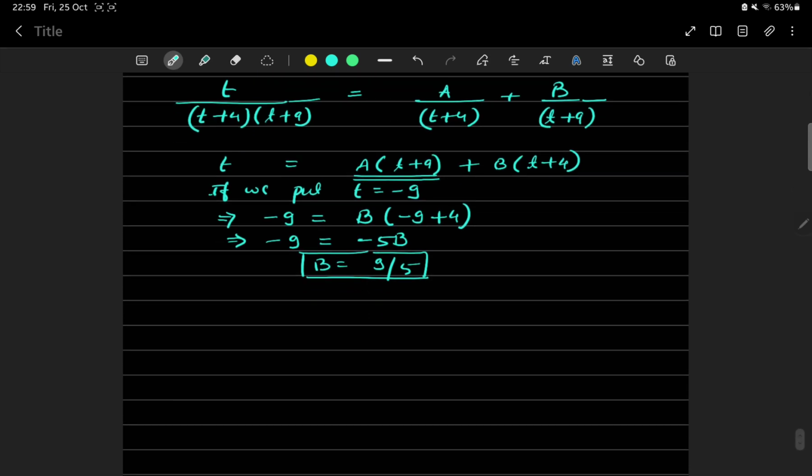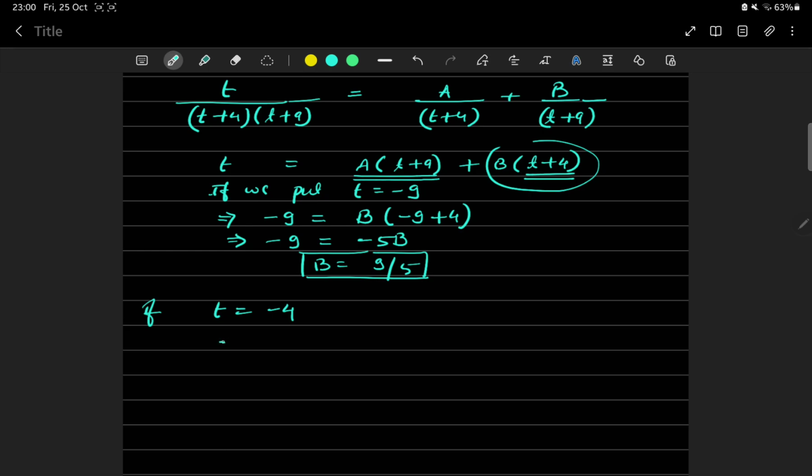Now similarly, you can see the linear factor is t plus 4, so setting this linear factor t plus 4 equals to 0 means t equals to minus 4. Minus 4 you can put here in place of t. So if t equals to minus 4, then this term will become 0. B into (t plus 4) will become 0, because in place of t, if you put minus 4, then this second term will become 0.